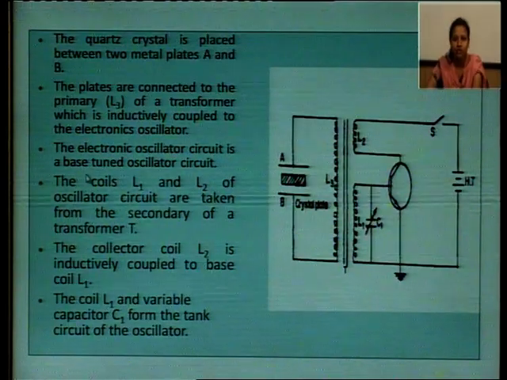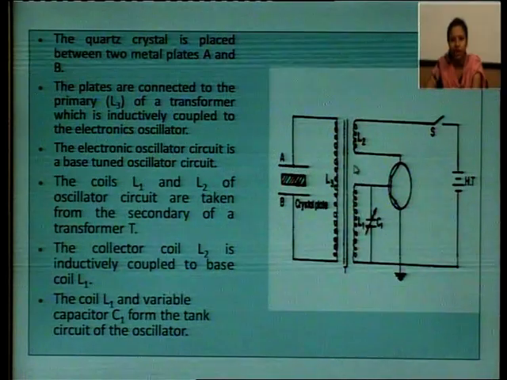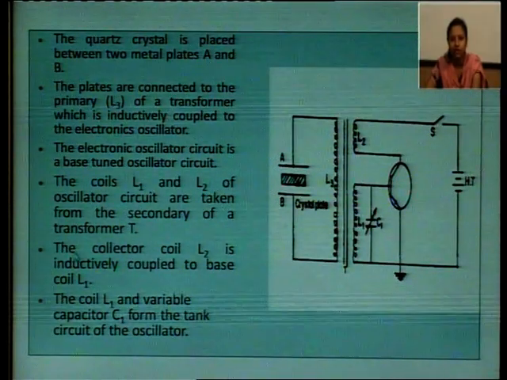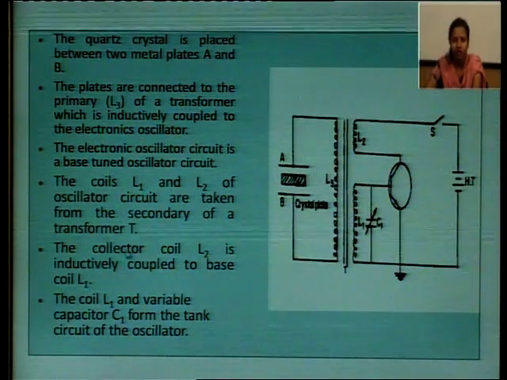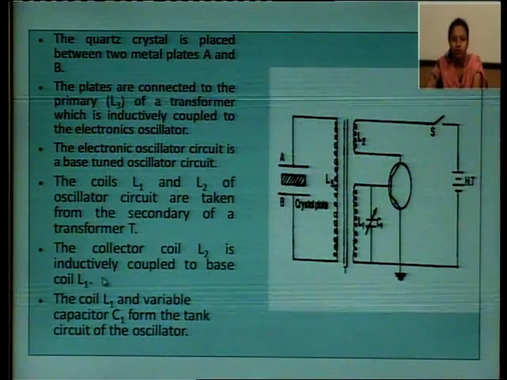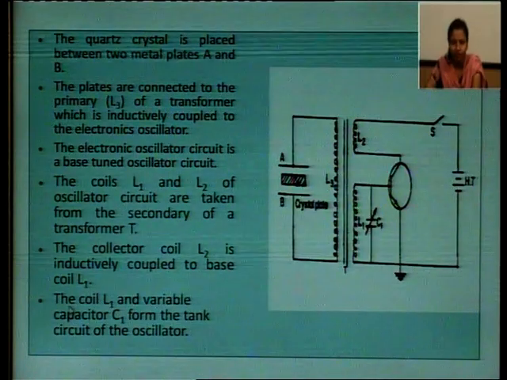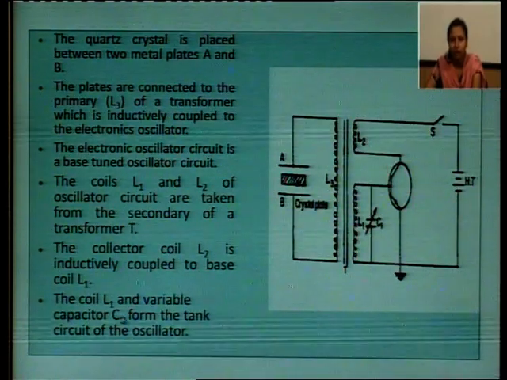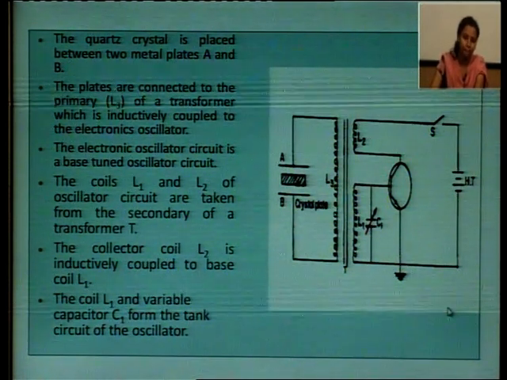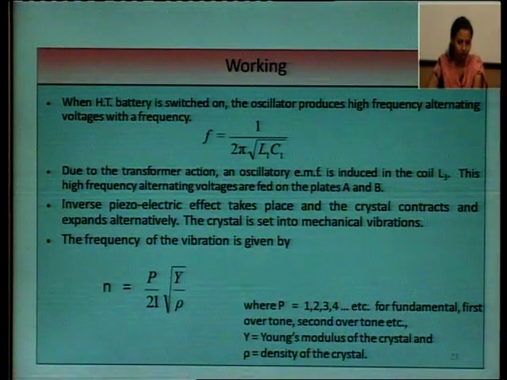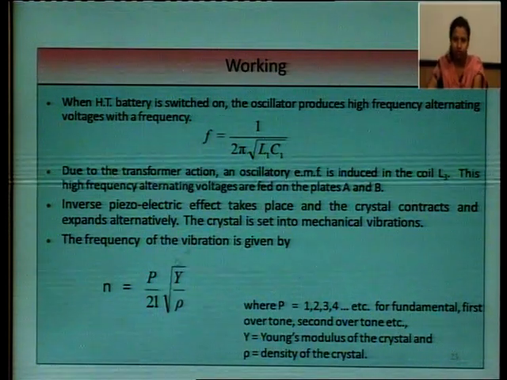The electronic oscillator circuit is a base tuned oscillator circuit. The coils L1 and L2 of the oscillator circuit are taken from the secondary of the transformer T. So these two are secondary coils. The collector coil L2 is inductively coupled to the base coil L1. The coil L1 and variable capacitor C1 form the tank circuit of the oscillator. Like we did before, these two frequencies should be equal. Here the same thing should be there.